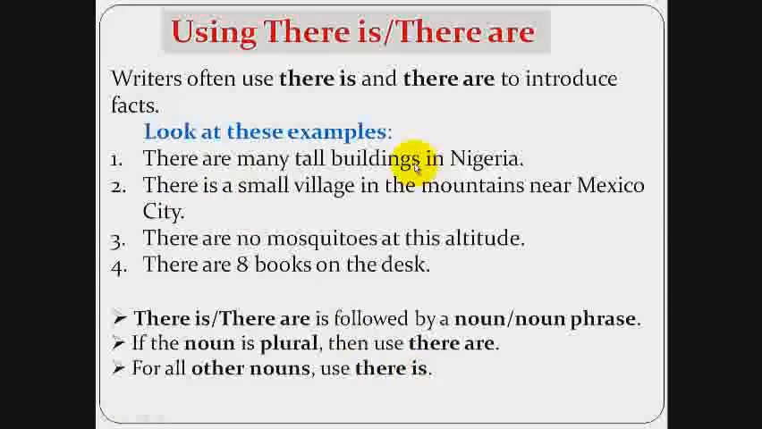Now, for example, this is plural. This is what? Plural. That's why I have used it. There are. Thank you very much. So inshallah, keep in mind, there is will be about singular nouns and there are will be about what? Plural nouns. So if the noun is plural, then use there are, there are a number of people.